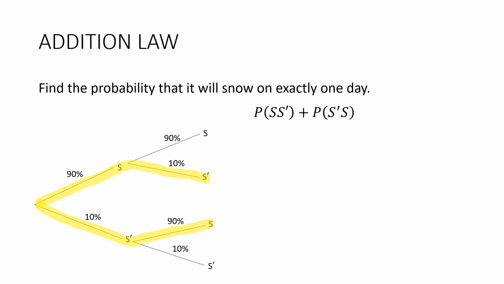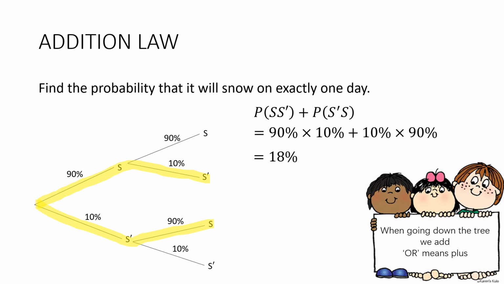So here's our answer. This is the probability it snows, then doesn't snow, plus the probability it doesn't snow and then snows, is equal to... So there's my multiplication law, there's my addition law. And so that's 18%. And here's a new rule for you. When we go down the tree, we add, because in probability, "or" means plus. So let's have a think about what I said before. The probability that it snows and then doesn't snow, or the probability that it doesn't snow and then snows.